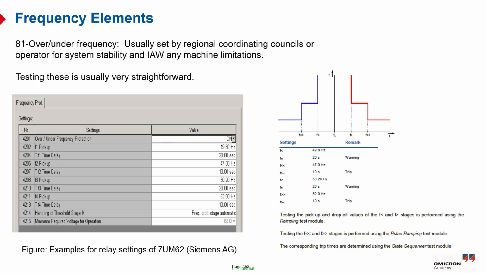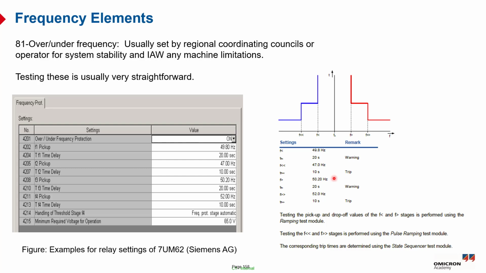So you can see from the screen here the typical setting of the relay, Siemens relay 7UM62. You can see here the over and under frequency protection setting. You can see the frequency pickup of 49.80 hertz. Here is the under frequency with the time delay equal to 20 seconds. Also the stage 2 of the under frequency protection is equal to 47 hertz with time delay equal to 10 seconds. So stage 1 is considered as a warning or alarm. Stage 2 is considered as a trip.